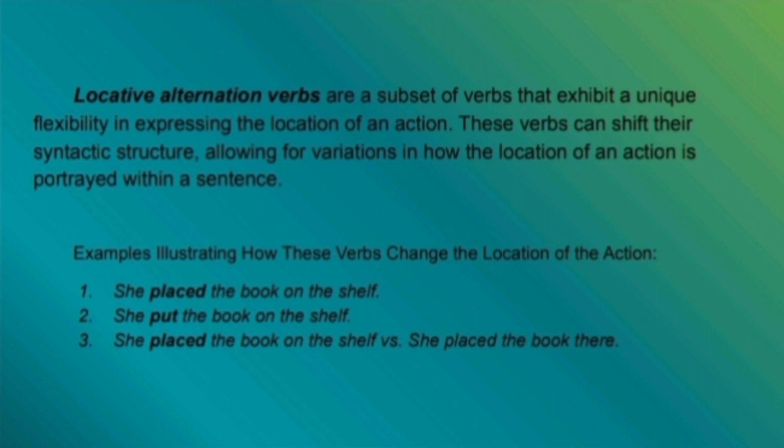And the third sentence: she placed the book on the shelf versus she placed the book there. The locative alternation is evident in these two constructions. The first emphasizes the specific location, on the shelf, while the second uses an adverb, there, to convey the same idea. So by exploring these examples, we unravel the dynamic nature of locative alternation verbs and how they contribute to the spatial nuances within language.